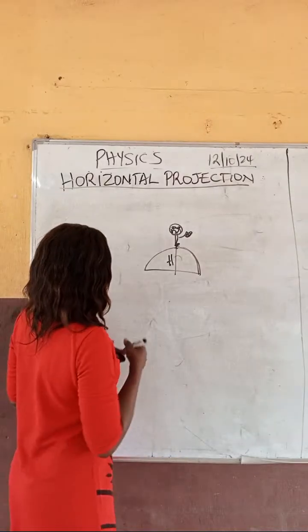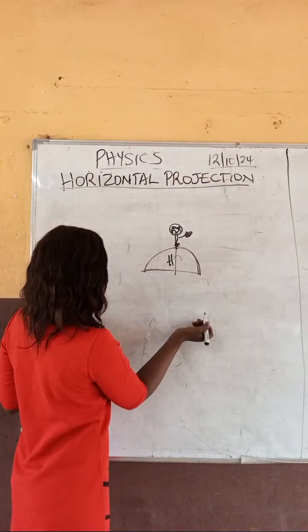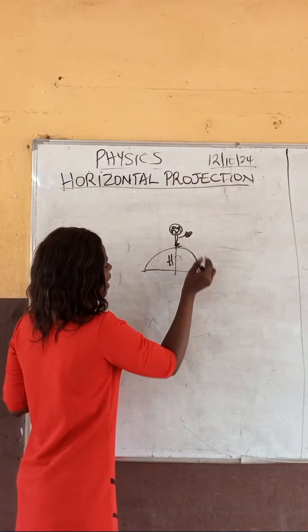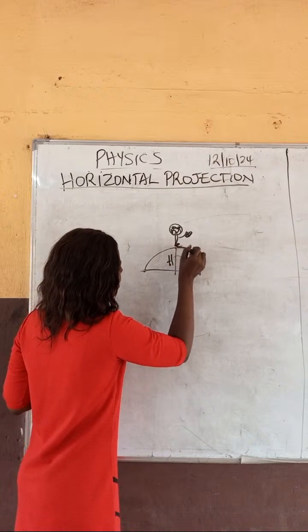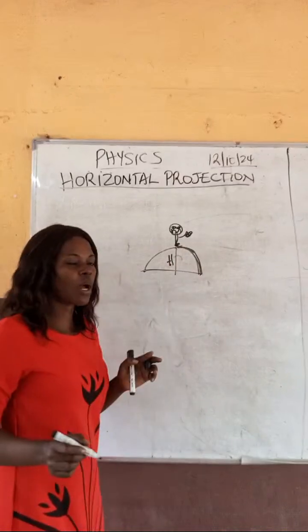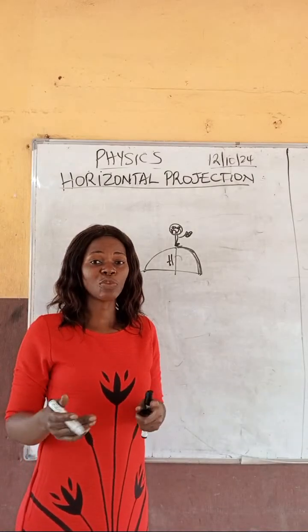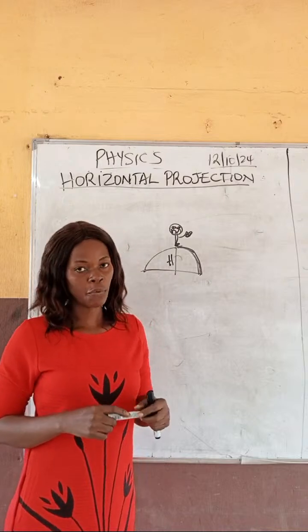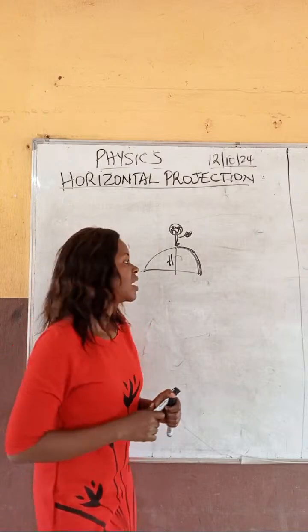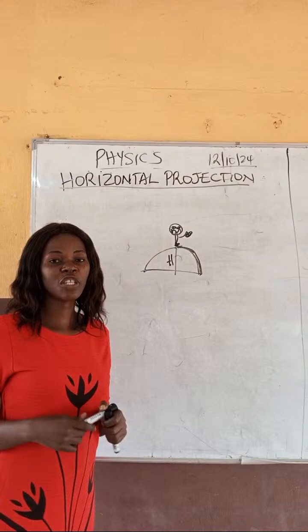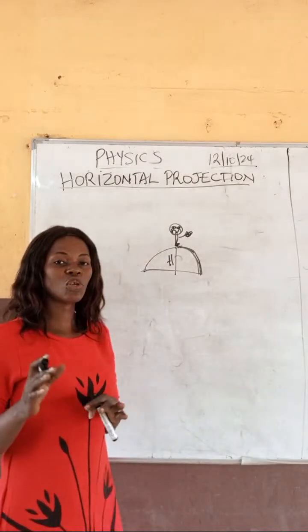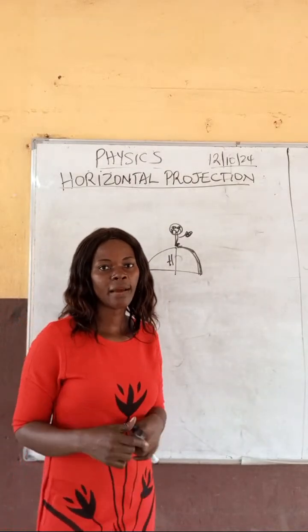Because the object did not start from here to move. The object started from here and it will go horizontally this way and now fall to the what? To the ground. In this concept, it is considered to be what? Horizontal projection, right? Okay, so in horizontal projection, so many things are taken into consideration. Now let's look at the diagram.